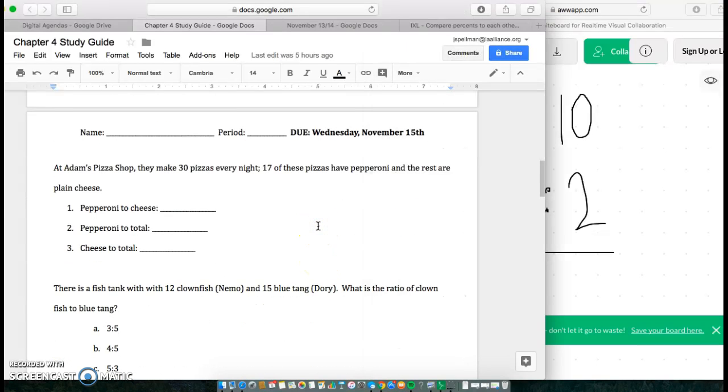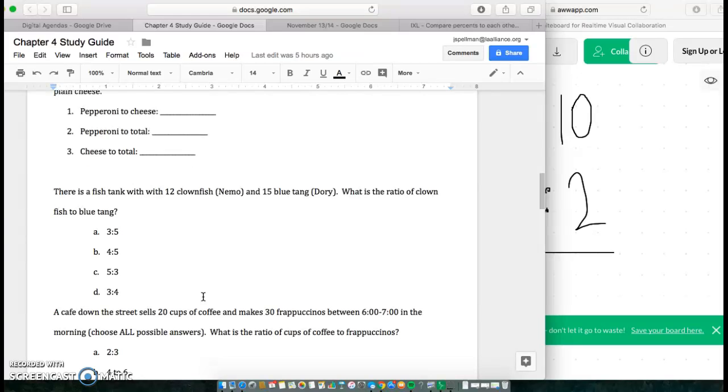This one here just requires that you read closely. It's a little bit like the IXL skill. It says at Adam's Pizza Shop, they make 30 pizzas every night. 17 of these pizzas have pepperoni, and the rest are plain cheese. So it is your job to figure out if there's 30 pizzas in total and 17 of them are pepperoni, then what of them are cheese? What's left is cheese? And then you will be able to easily answer these ratios.